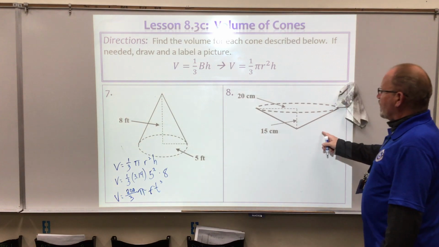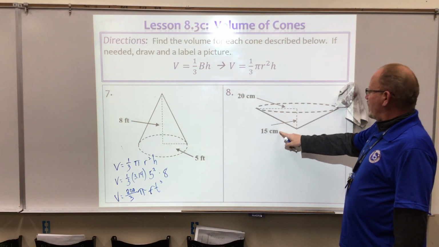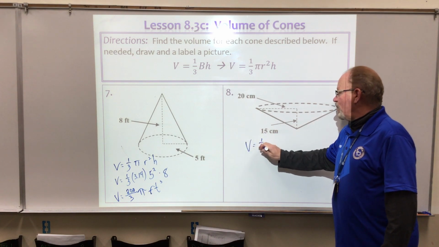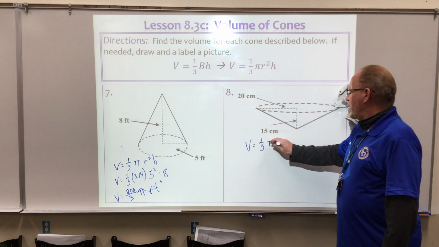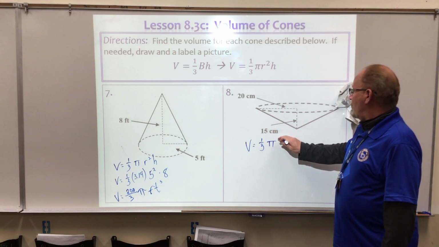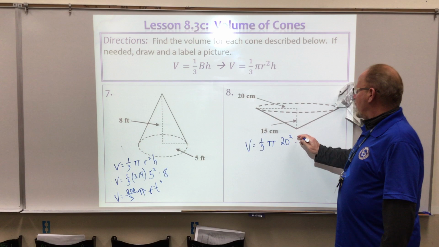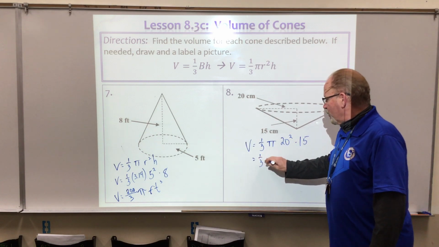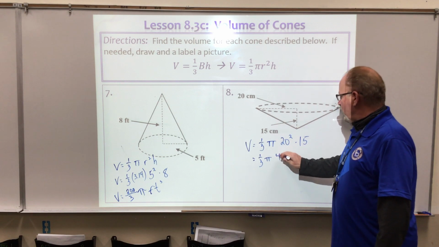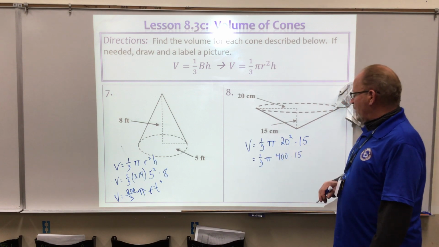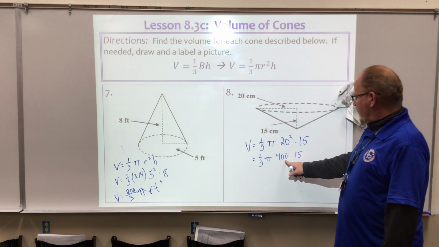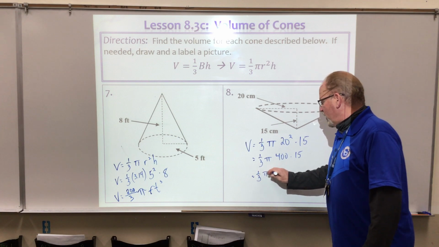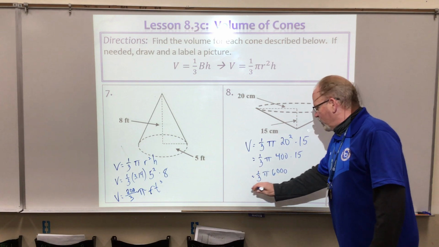Over here you have 20 for the radius, 15 for the height. So this would be volume equals 1/3 times pi times 20 squared times 15. Now, see, if I was doing math, 1/3 times pi, 20 squared is 400 times 15. That'd be 4,000, 5,000, 6,000. So, equals 1/3 times pi times 6,000. See, to me, math is fun.